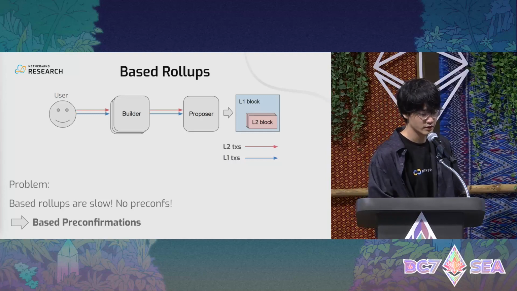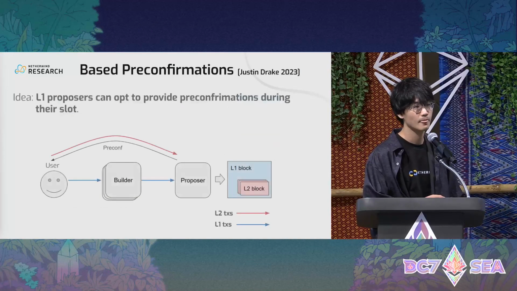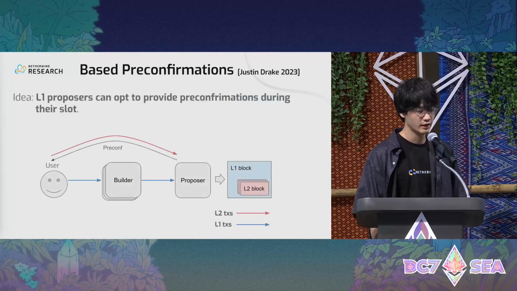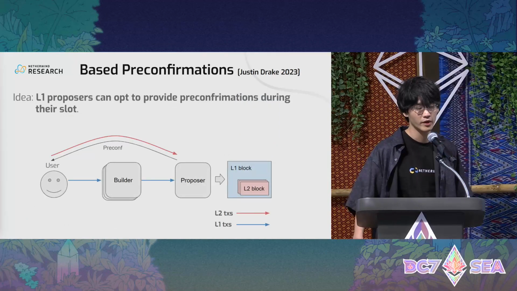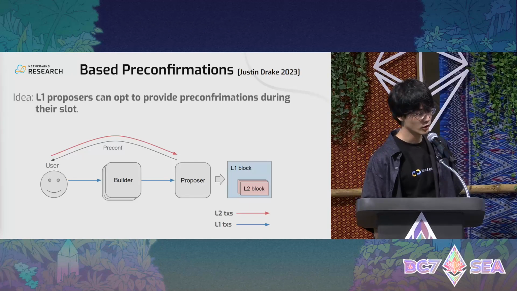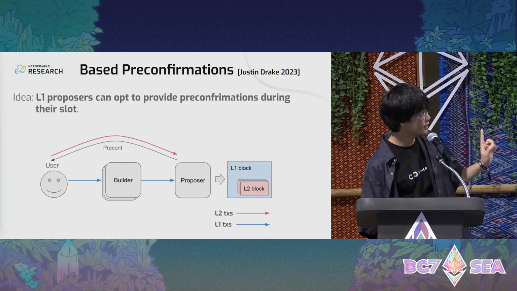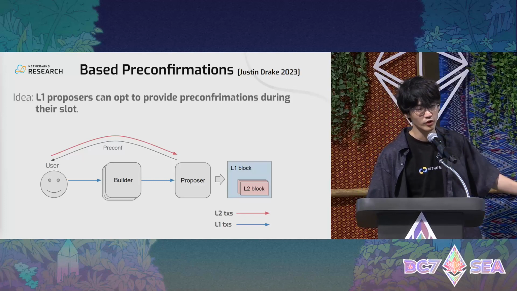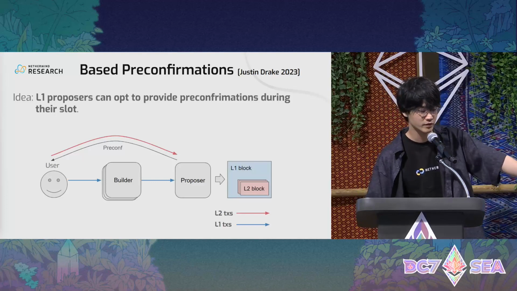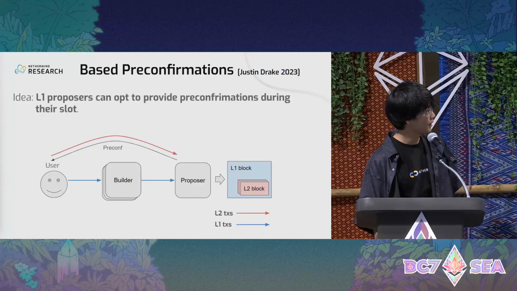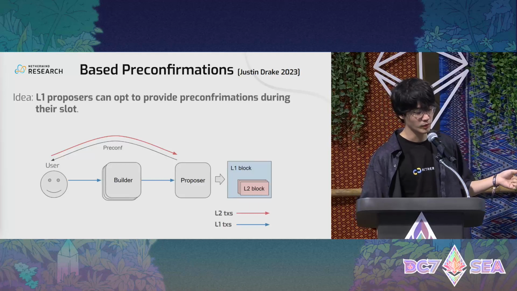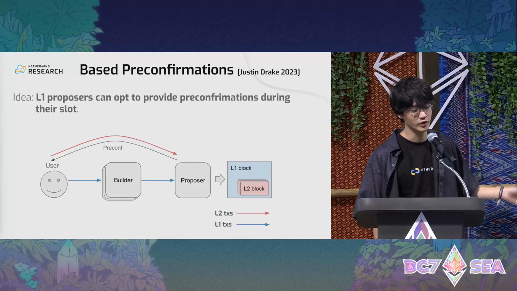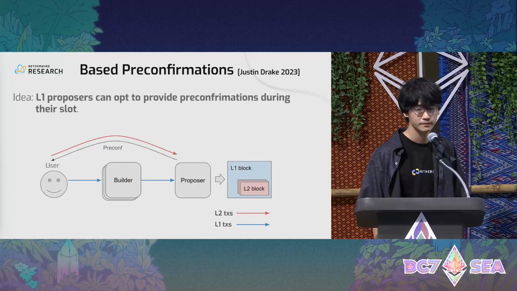So to address this problem, there's based preconfirmations. The idea is this. Let's let the L1 proposer opt in to provide preconfirmations during their slot. So the user can directly send their L2 transactions to the L1 proposer. The L1 proposer can directly respond with a preconfirmation. And then later on, the L1 block building pipeline runs, and the proposer will ensure that these L2 blocks are included in the L1 blocks that they propose.